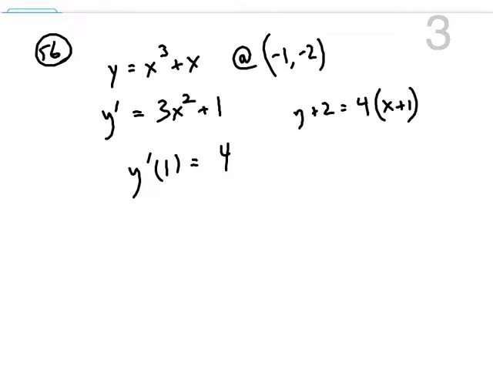Done. What was part B? Use a graphing utility to graph the function and its tangent line at the point. So I guess they just wanted you to get a pretty picture of what that looks like. So put x cubed plus x into y1, and you'd have to move the 2 to the other side, but do y equals 4 times the quantity x plus 1 into y2 and graph it so you can see a pretty picture.